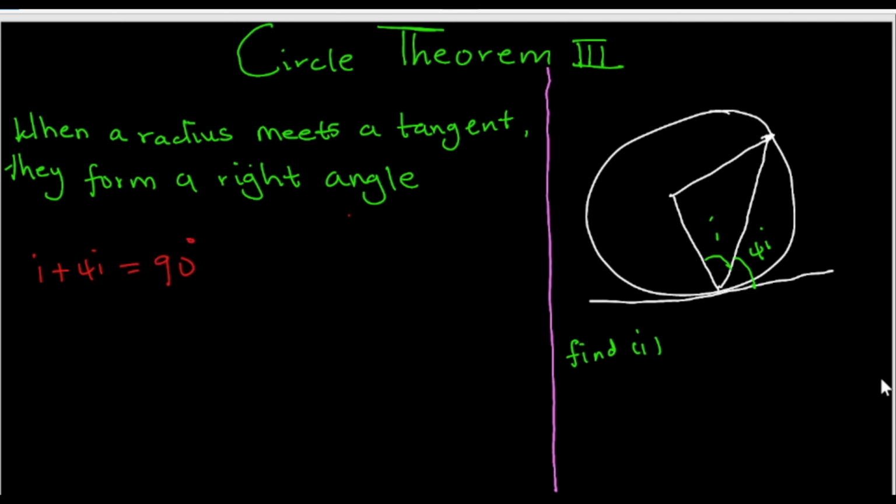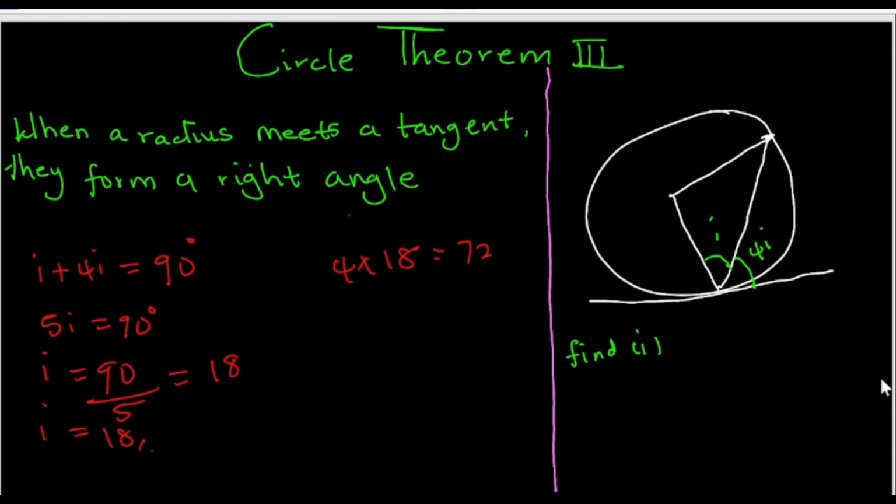Let's add up. i plus 4i is 5i equals 90 degrees. i would be equal to 90 divided by 5, which would give us i equals 18. So i is 18. That's it. So if we're trying to find this one, it will be 4 times 18, which will be 72. So the 4i is 72, and here is 18. So this is how you work out this part of circle theorem whenever a radius meets a tangent.